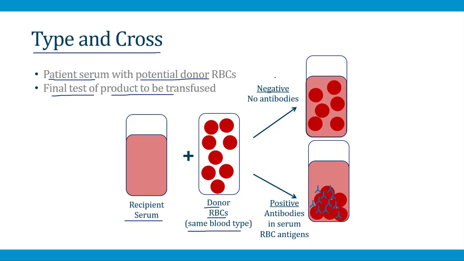If there's no agglutination, then it's a negative test, and this means there are no antibodies present in the recipient that can interact with the donor red blood cells, and then you know that you can safely transfuse that product. If, on the other hand, the test is positive, that means agglutination occurs of the donor red blood cells, and that means there's some antibody present in the recipient's serum that's interacting with those red cells, and that means you can't safely transfuse that product.